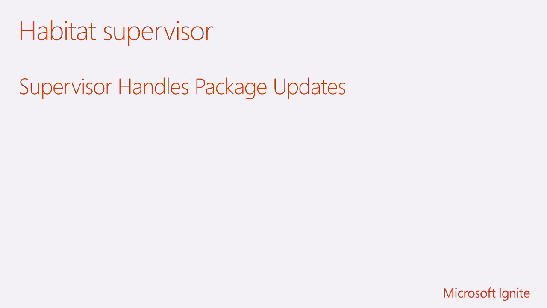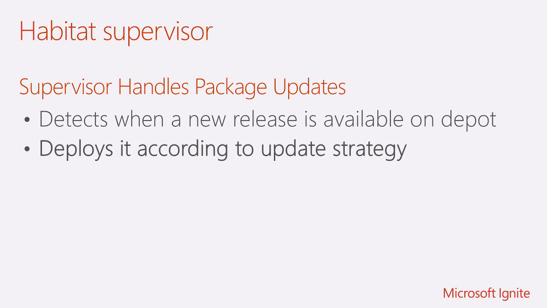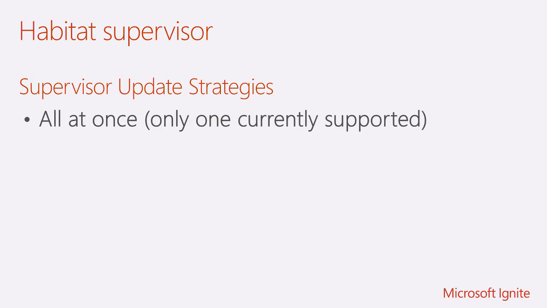Now, the supervisor is also in charge of handling updates to that package or configuration changes and rolling them out to the rest of the ring. So if you have a package up on the public depot, the supervisor will realize when a new version of that package is available, and deploy it according to a defined update strategy. There are a few different update strategies that you can use with Habitat. The only one currently supported is all at once. This is when a new package becomes available, all the supervisors of that ring will update to that new package all at the same time.